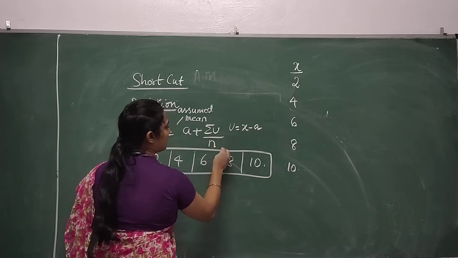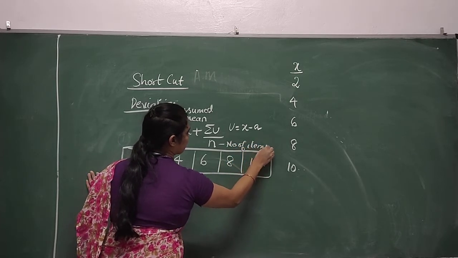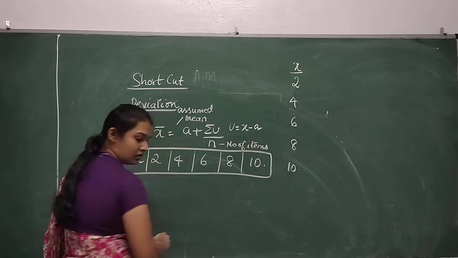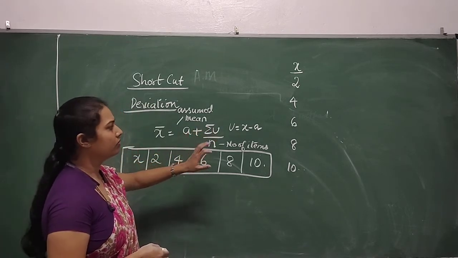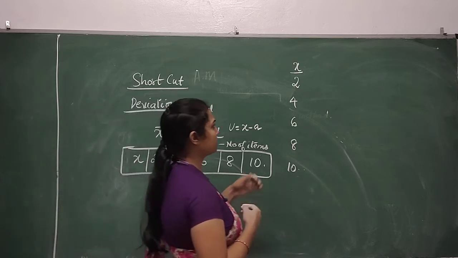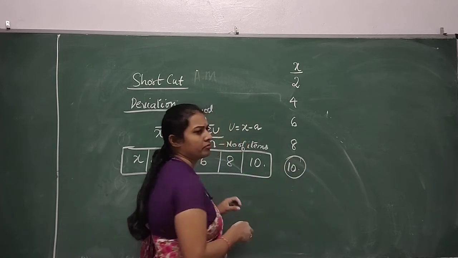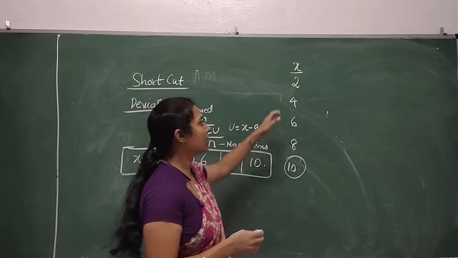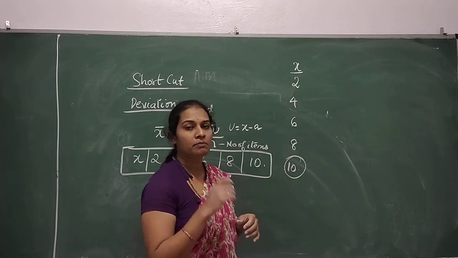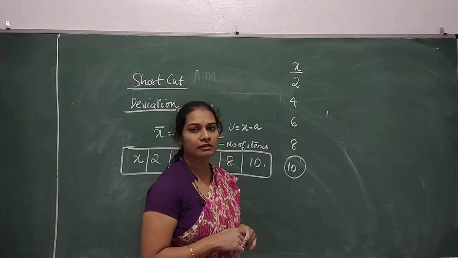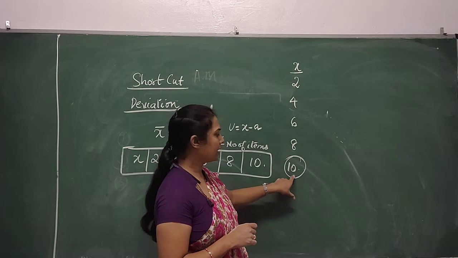N is the number of items. So, what is x? You already got to know. What is your assumed mean? You will calculate. So in this particular problem, what will I do? I will take 10 as the assumed mean. You can take any number. You can take 2 or 4 or 6 or 8 or 10. Any number you can take, but still the final answer will be the same. So in this particular problem, I will be taking 10.